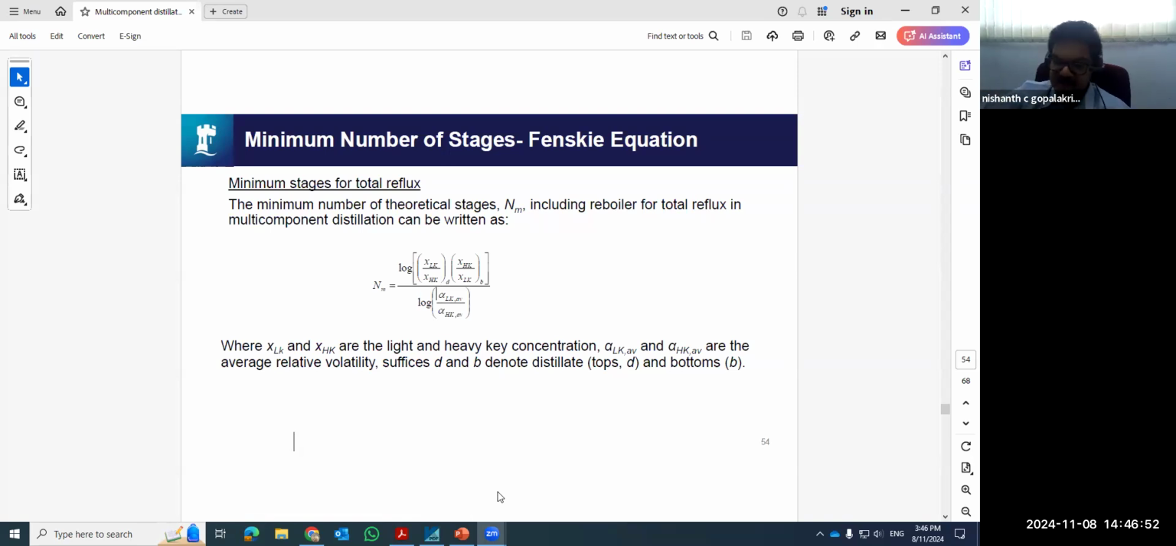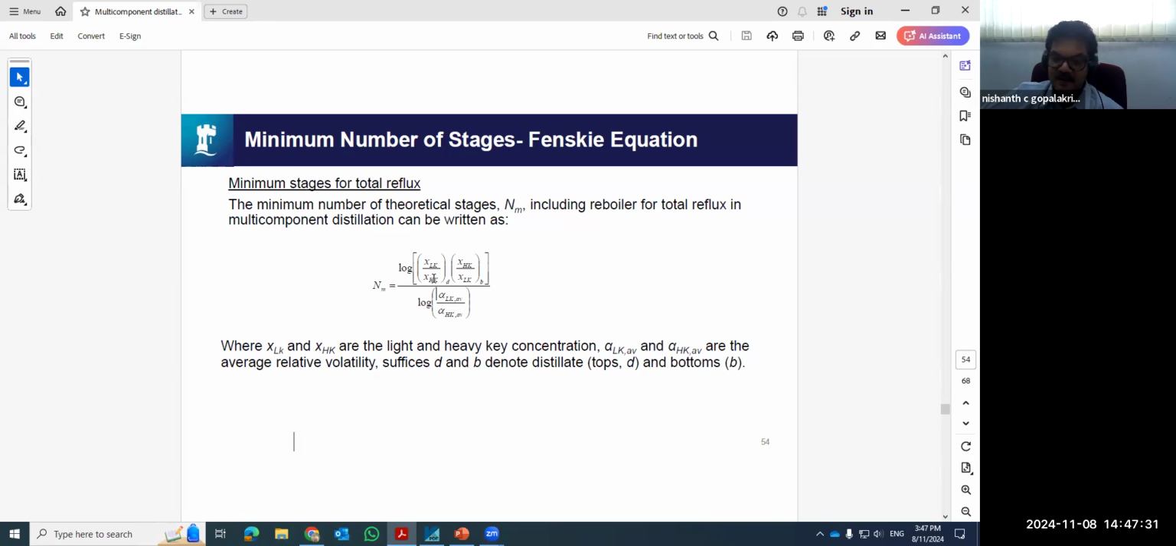So XLK at the distillate, according to this equation, is the mole fraction of light key at the distillate, which means we want the distillate to be pure. If you want the distillate to be pure, we want more number of stages or less number of stages. Please type your answer. High purity means high number of stages or low number of stages. Yeah, exactly, high number of stages. So if XLK is high, we need a high number of stages.